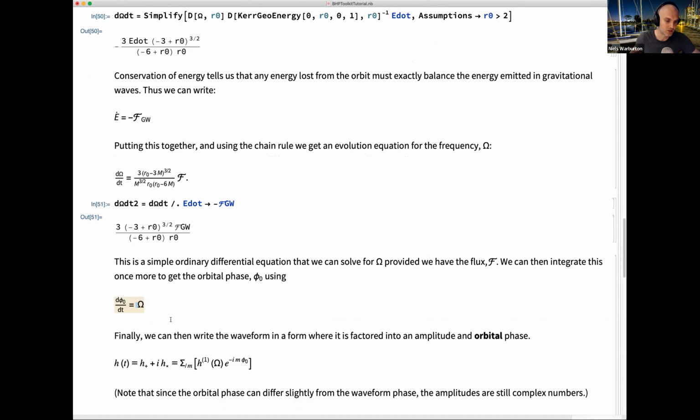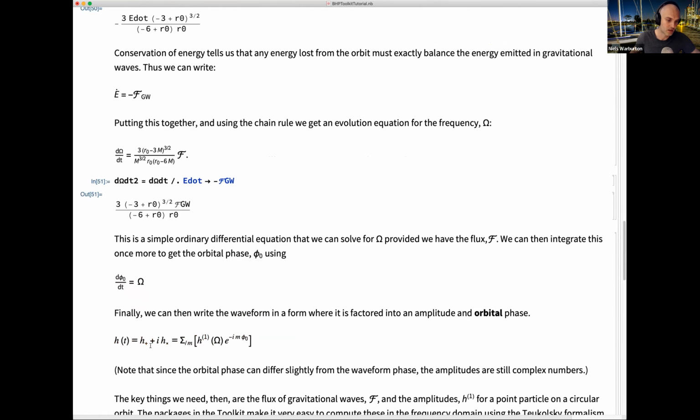Then we can write the waveform in a form where it's factored into an amplitude. Here we have our usual h, that's h plus i h cross, so this is a complex quantity. We can write this as a sum over spherical harmonic modes, in this case, as some amplitude times e to the i m phi 0, where phi 0 is the orbital phase. And this amplitude is not necessarily real, but it's always complex.